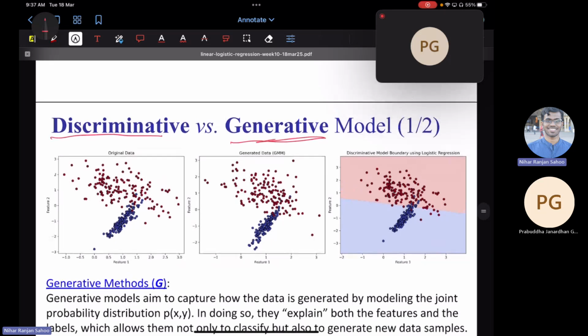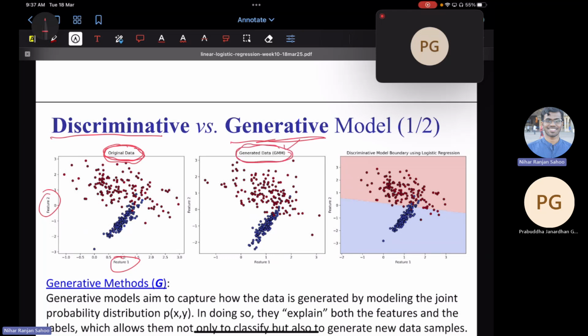If you see these three plots, the first plot is the original data, right? Some data points we have. Somehow we have got this data, and it has two features, feature one and feature two. We got this data from some source. We want to oversample this data, like we have to sample more data from this distribution of feature one and feature two. So there we'll use something called generative models.